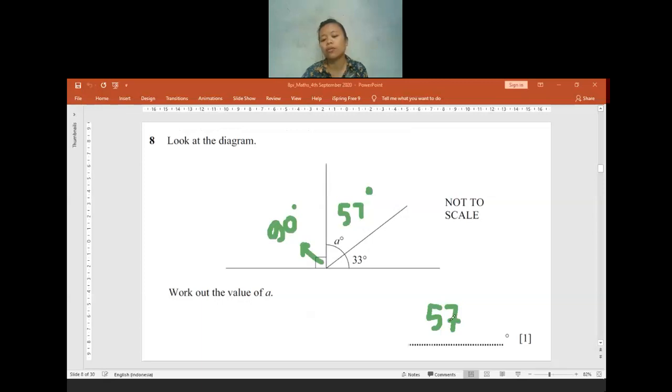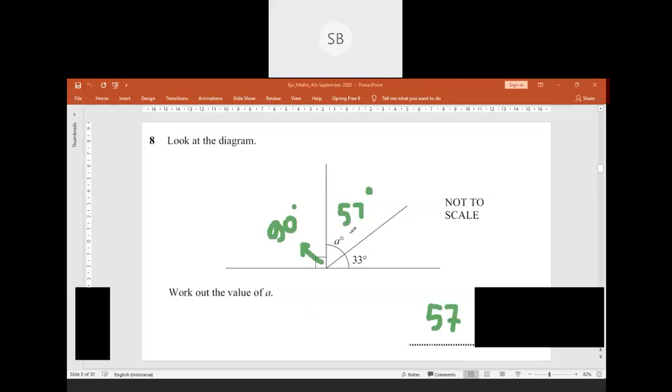Is there anyone who is still confused? No? Okay, I will move on. The answer is correct, it's 57 degrees. Yeah, 57, right? Okay, good.